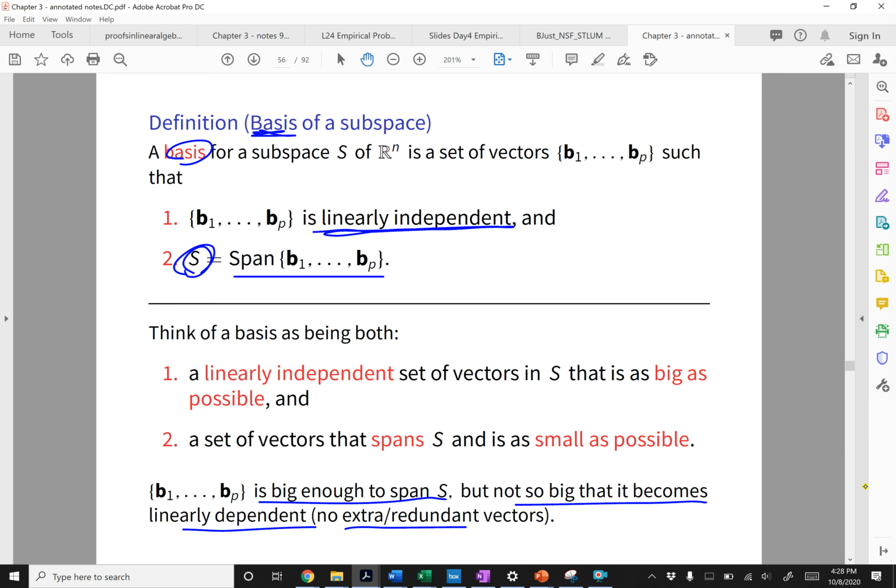You can also think of a basis as being a linearly independent set of vectors in S that is as big as possible. If you have a linearly independent set in S that doesn't span all of S, then you can find another vector to add into the set that will still be linearly independent. But it's also a set of vectors that spans S and is as small as possible.